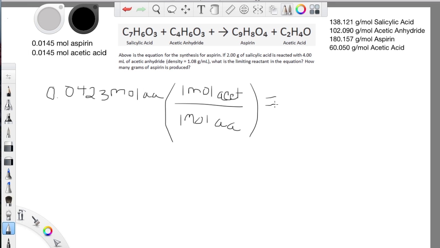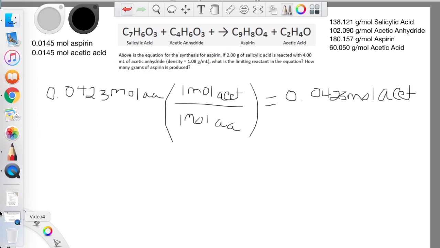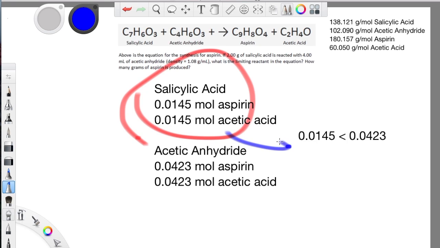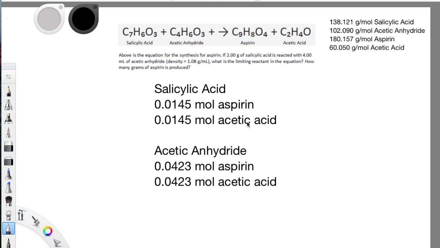Same thing to find how many moles of acetic acid we've produced, and we actually end up with the same answer again of 0.0423 moles of acetic acid. Now we can identify our limiting reactant. Limiting reactant is the reactant that will run out first, therefore limiting the amount of product that we produce. As you can see, salicylic acid will produce 0.0145 moles of aspirin and also 0.0145 moles of acetic acid. Acetic anhydride produces 0.0423 moles of aspirin and 0.0423 moles of acetic acid. So we can determine that salicylic acid is the limiting reactant because it produces less of each product.